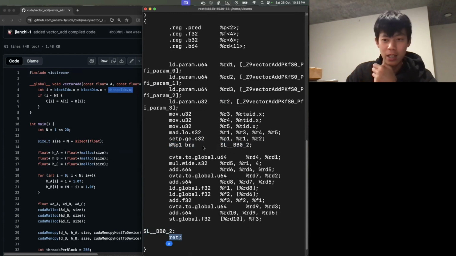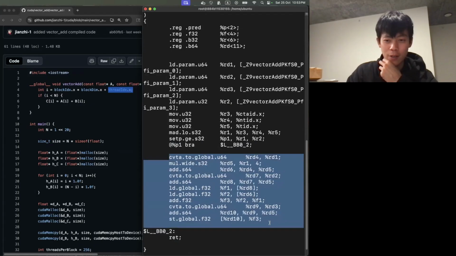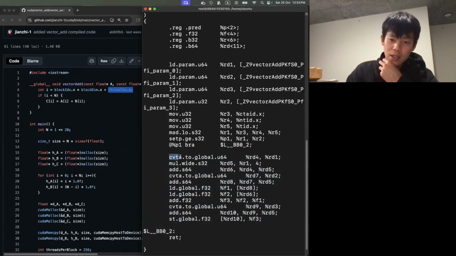And this is correct, right? If I is greater or equal to N, then we don't want to do anything. That is great. Otherwise, we go into the following set of instructions. This CVTA stands for convert address. It converts an address to global.